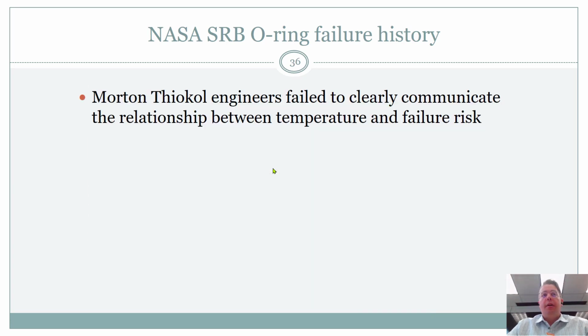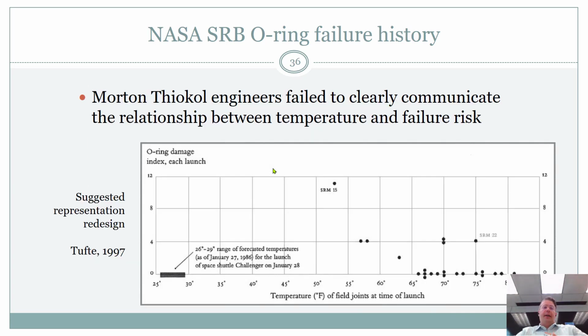Contrast that with this example. And so this comes from Edward Tufte in 1997, who said, well, hey, what if we had taken this cognitive work of trying to figure out the relationship between the launch temperature and the risk, and we're the Morton Thiokol engineers, and what if we needed to convey this message strongly and clearly up the decision chain? Wouldn't something like this do a lot better for that?